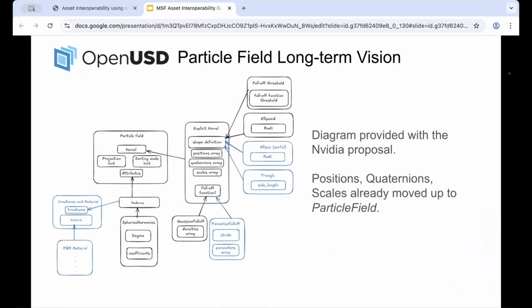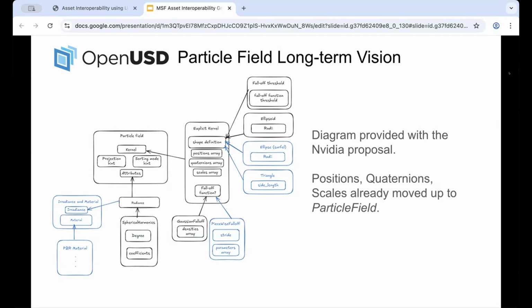Okay, and so yeah, this is the particle field long-term vision, and thank you again, NVIDIA, for letting me share this. Positions, quaternions, and scales have already been moved up to the particle field here. The idea is each one of these boxes references different schemas, and then different attributes within the schemas, the inner boxes. And the blue pieces here are stuff that is likely to come in the future. People are working on it, but these are things that aren't settled.